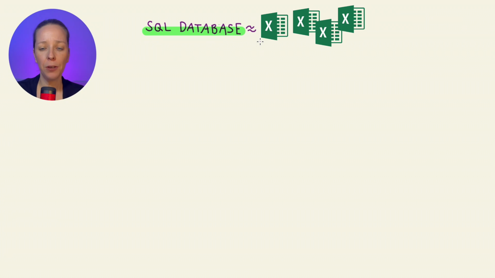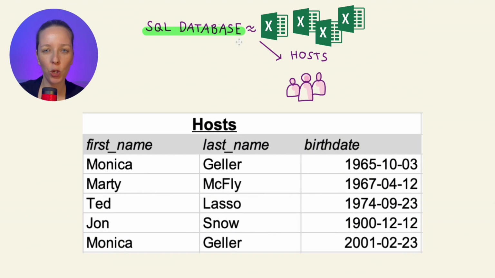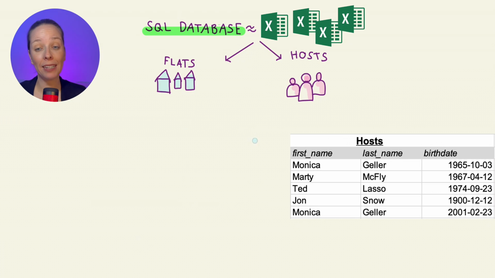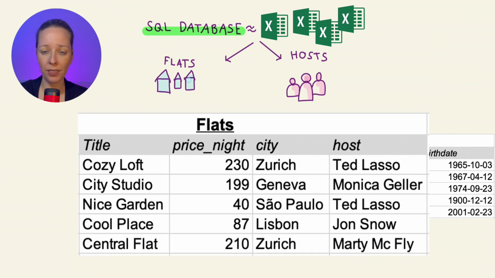For instance, we might have a table listing all hosts, people who rent out their flats. It could look like this. Each row is representing a user. So we have first name, last name, birth date. And then we have a separate table for the flats themselves. They have title, price per night, address. To simplify, I'm just showing a city.